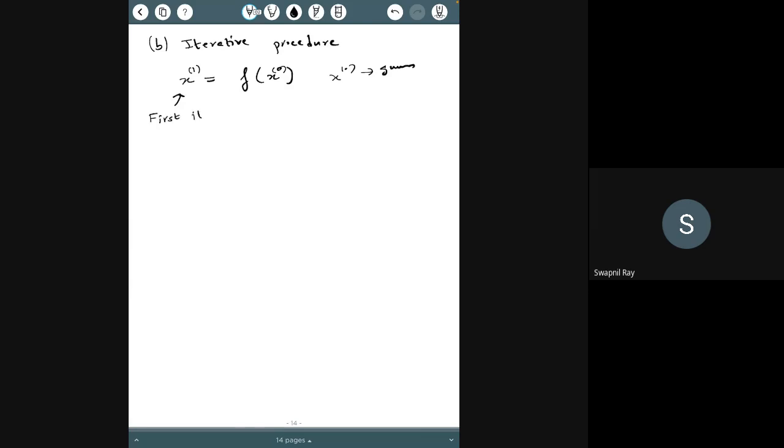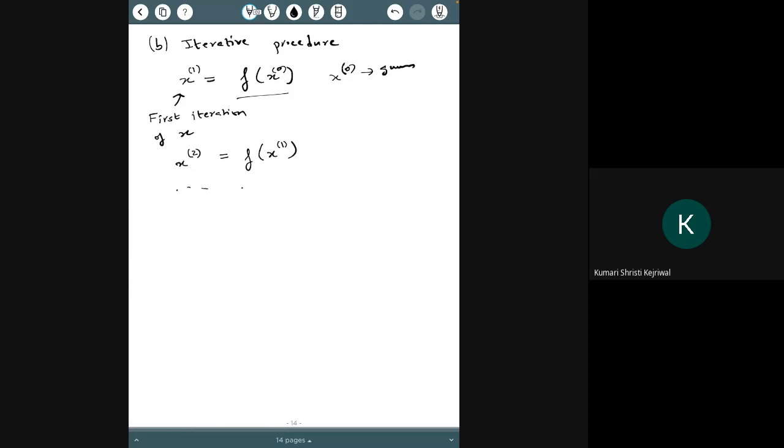Ma'am, we guess the value of x to the power 0? It's not to the power, it's x0, the first term. We guess some value for x and you evaluate this function of x, and that is equal to the first corrected x, which we call the first iteration of x. Then, to obtain the next correction, you evaluate function of x1.